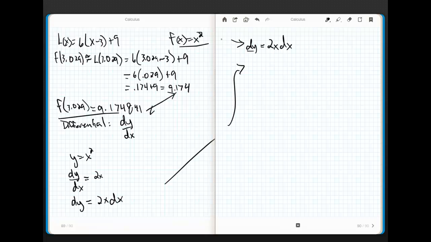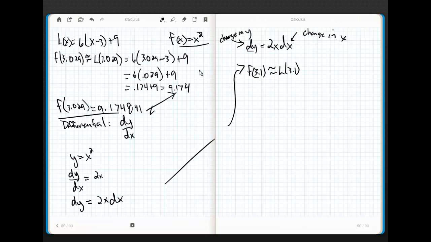Now think about what this is really saying. This is saying change in y, right? And this is saying change in x. So let's go back to the first one. Remember how we said we were going to approximate, we wanted to figure out what 3.1 was. And then we approximated this to L of 3.1. Well, what these things called differentials enable us to do is they let us circumvent that whole process.